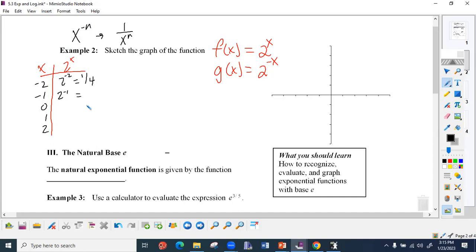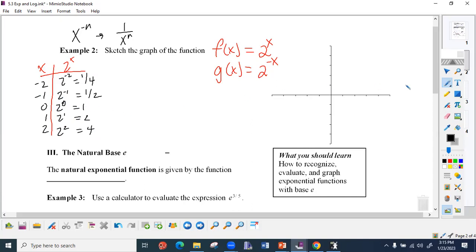So 2 to the 1 power is 2, but because of the negative, it makes it 1/2. Good job. Anything to the 0 power? It's always 1. That's what the negative means. All right, and then 2 to the 1 is just 2, and 2 squared is 4.